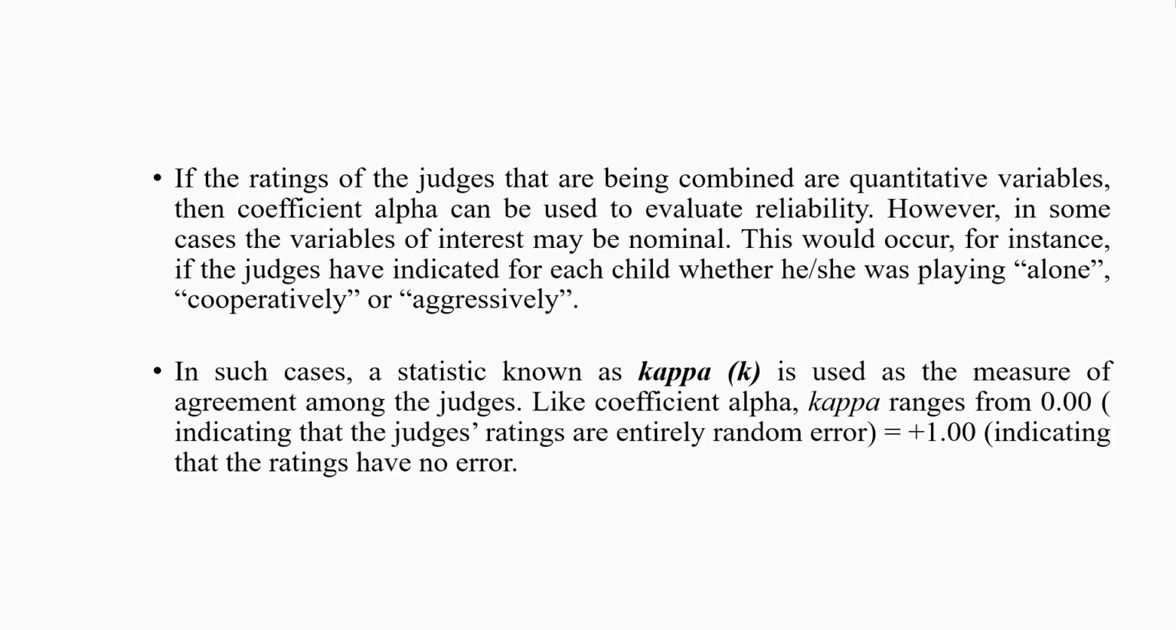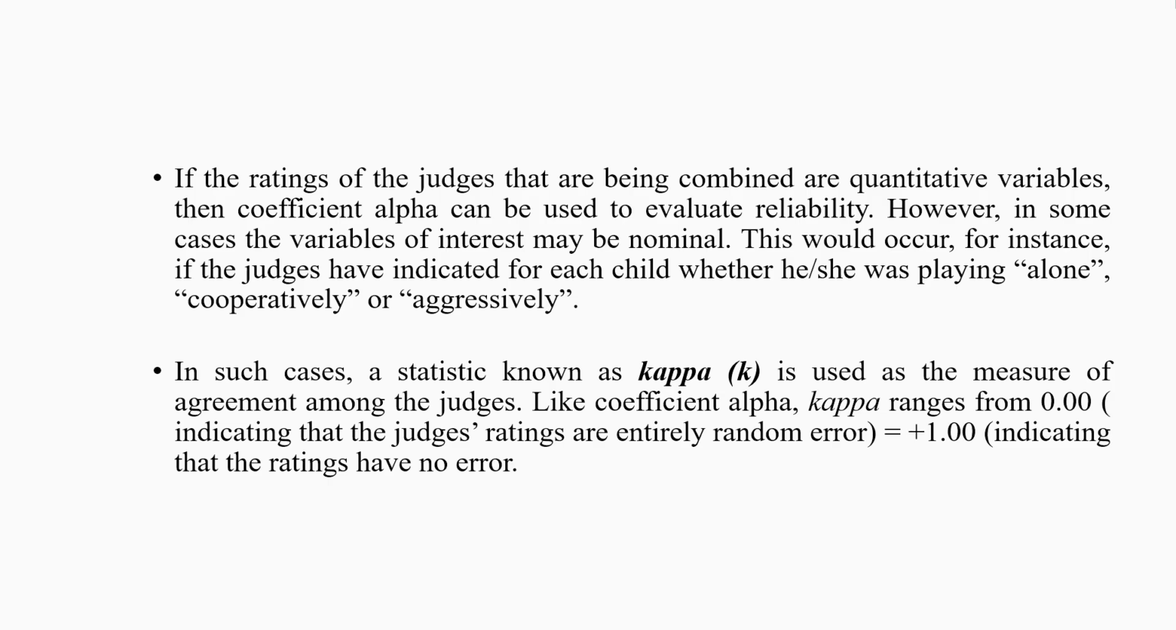Now, if the ratings of the judges that are combined are quantitative variables, then coefficient alpha can also be used to evaluate reliability. However, in some cases the kind of measurement you are taking is nominal. For example, in a scale where you are asking judges how the children played, did they play aggressively, cooperatively, or alone, that kind of thing will not give you easy numbers. In such cases a different statistic is used, the kappa statistic, as a measure of agreement among the judges. So, how did these judges feel about this given behavioral measure?